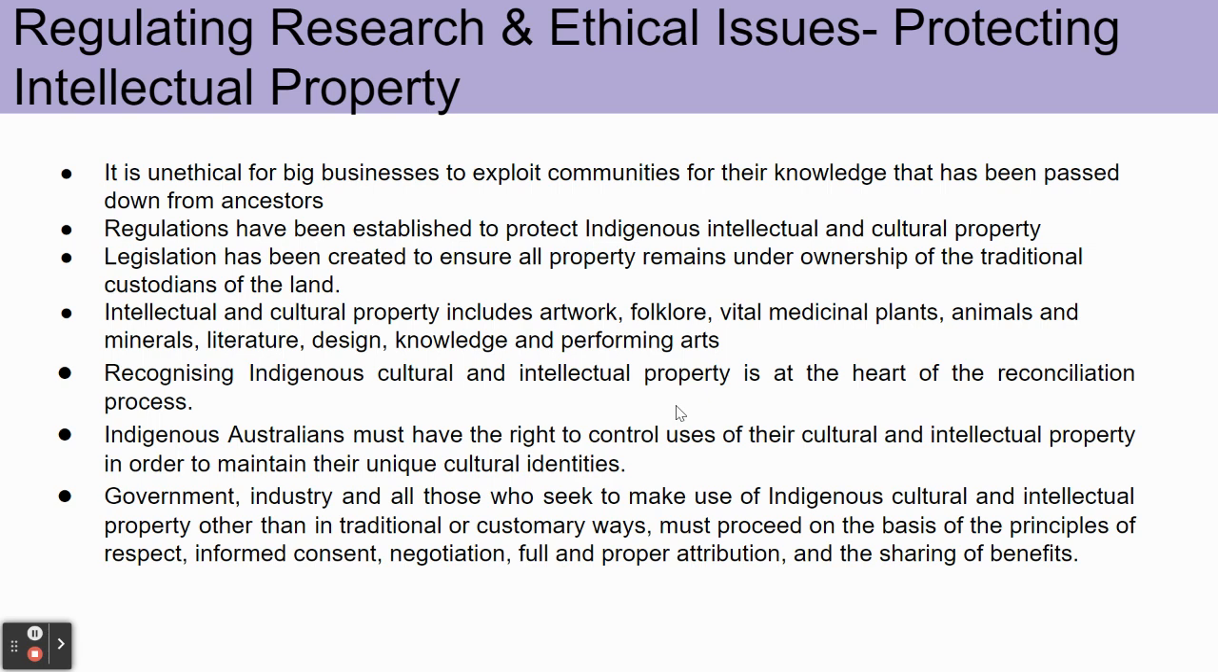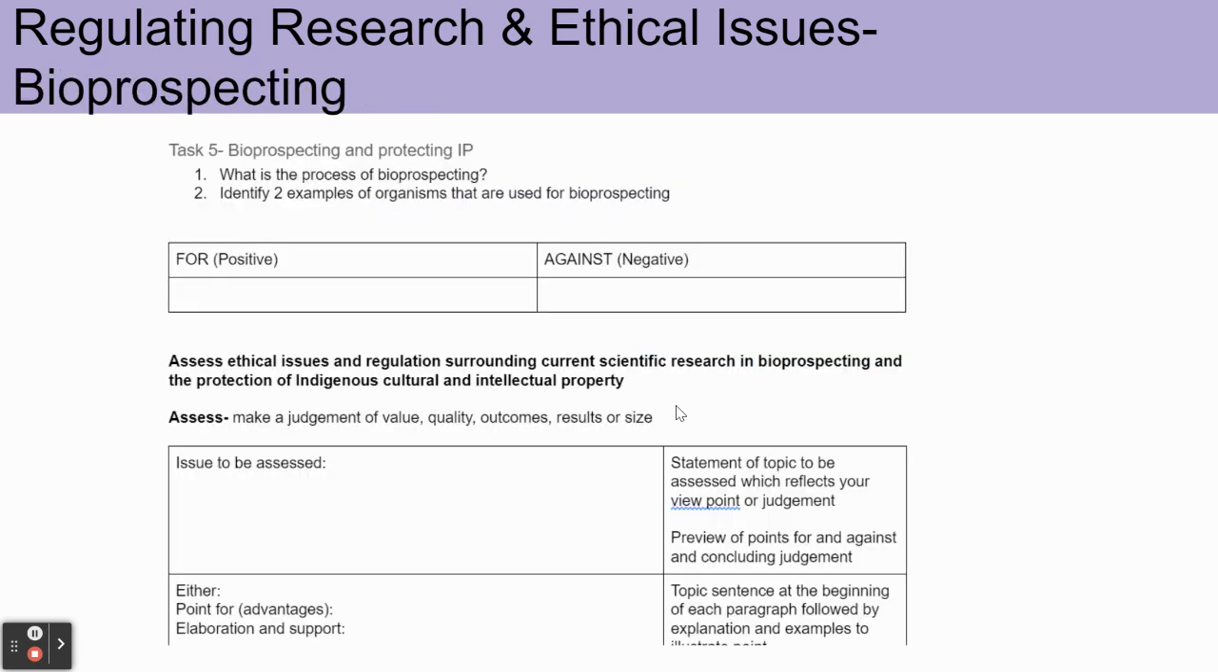So it's really important that we understand the reasons why it's important to protect intellectual property, and making sure that everything proceeds on the basis of respect, informed consent, negotiation, attribution, and the sharing of benefits. There are a couple of questions, and again, our assess scaffold here to look at bioprospecting in detail. Pause the video now to complete task 5.